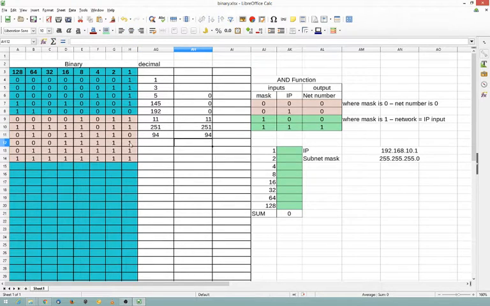So this lot equals 16 plus 8 plus 4 plus 2 plus 1, and that equals 31. The next number below it equals, so 64, 32, 16, 8, 4, 2, 1. So let's work our way down that. So 64 plus 32 plus 16 plus 8 plus 4 plus 2 plus 1 equals 127.